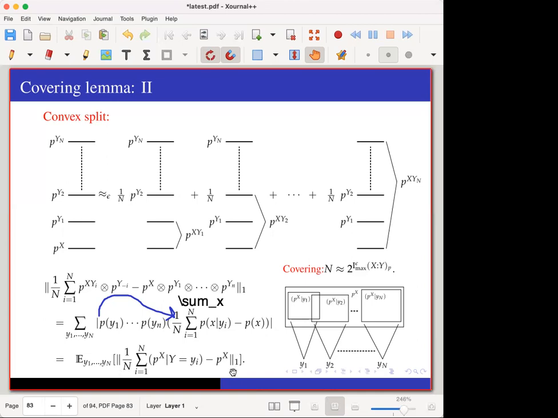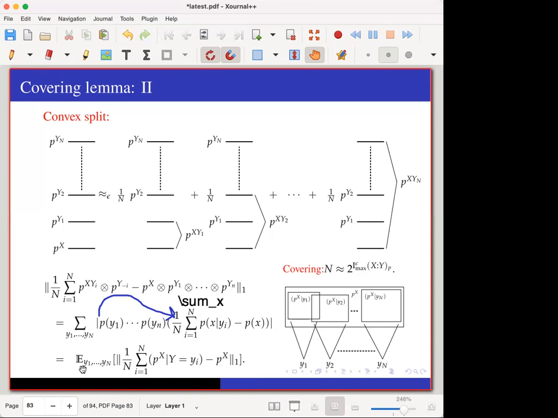Now, if L1 is small, it will imply mutual information is small by continuity of mutual information. You can quantify exactly what it is: the log of the alphabet size will come in there. If the L1 distance is at most delta, then the mutual information is at most delta times the log of the alphabet size. So this implies closeness in mutual information, and once L1 is under control, you can use it as a subroutine anyway. This becomes a highly composable statement. So in this course, we will always be talking of covering lemma for L1, and this is a covering lemma in expectation.